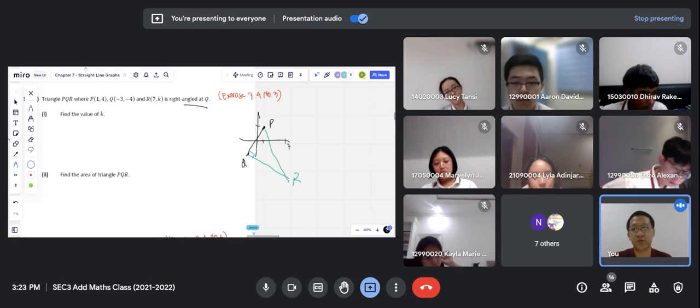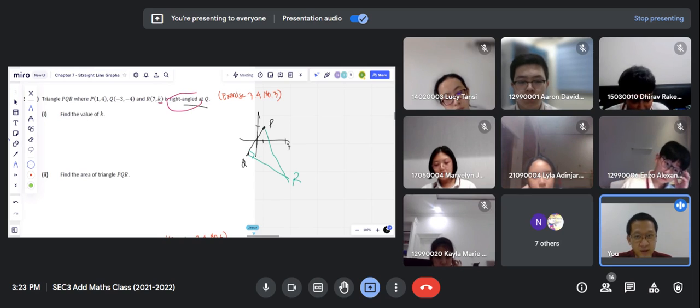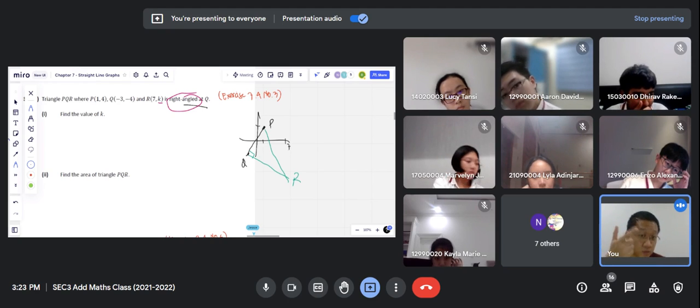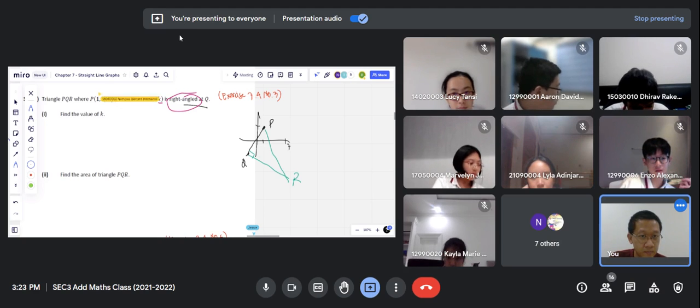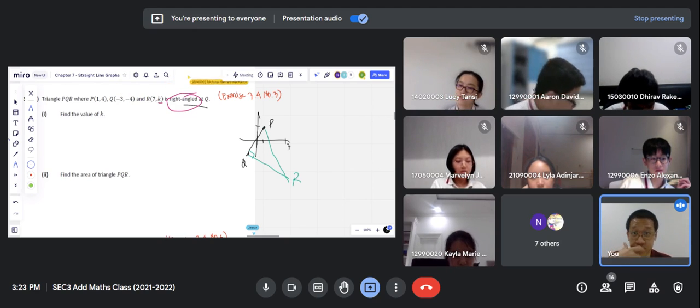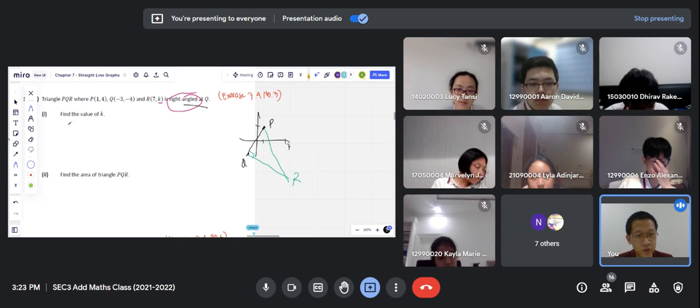The question is the K. What do you think that we can do? What should we do? We have to find the value of K. The best thing that we know is right angle. If it's a right angle, perpendicular. If it's perpendicular, what concept is connected? About line, that we already discussed. Gradient. Gradient. Very good. So we can use the idea of gradient.